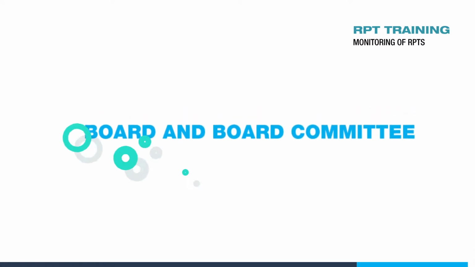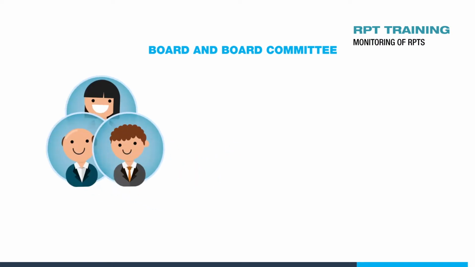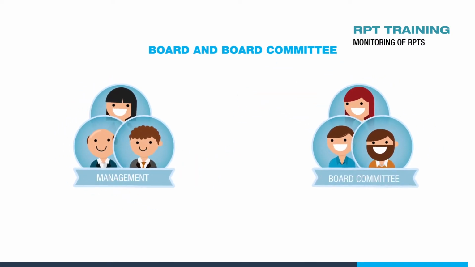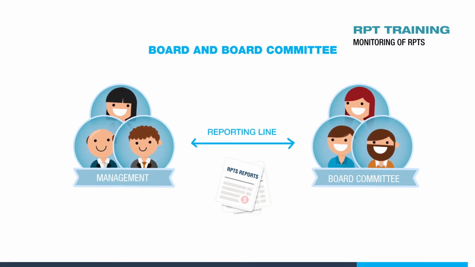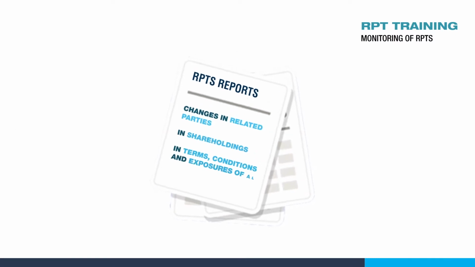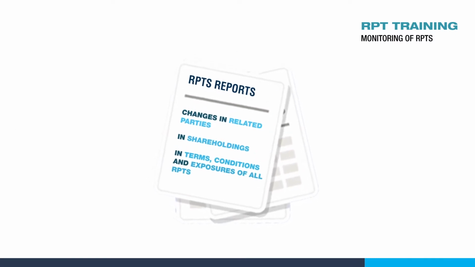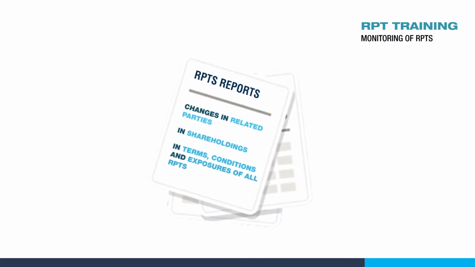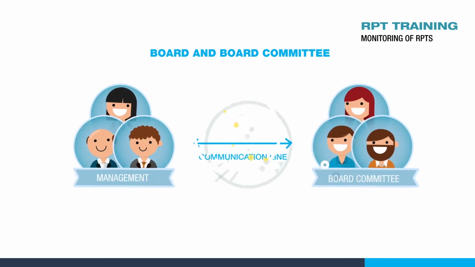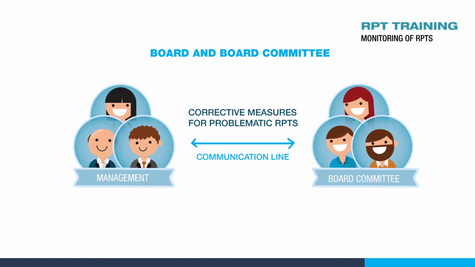Now, let's examine the role of each in monitoring RPTs, starting with the Board of Directors and Board Committee. Oversight of monitoring falls to the Board of Directors and Board Committee responsible for RPTs. The Board of Directors and Board Committee should regularly receive reports on RPTs from management. Such reports should include changes in related parties, shareholdings, terms, conditions, and exposure of all RPTs. The Board Committee should recommend any corrective measures for problematic RPTs.